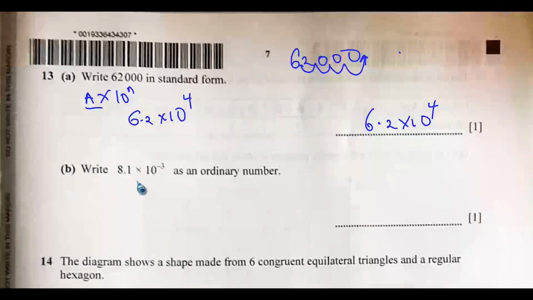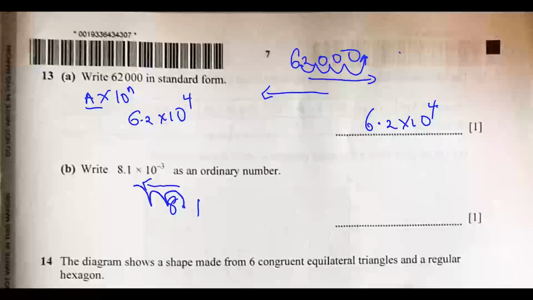13b, write 8.1 times 10 to the power of negative 3 as an ordinary number. So you have 8.1 times 10 to the power of negative 3. You have to shift the decimal point in this direction. That's where you have negative. If you move forward, just like what we did here, we got positive 4. If you move backward, that will be a negative number. Since we have a power of negative 3, we shift the decimal point in this direction: 1, 2, and 3. So the decimal point will be here, and this will be filled up with 0 and 0.